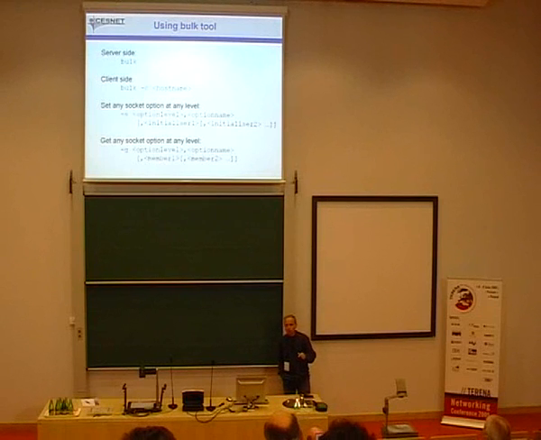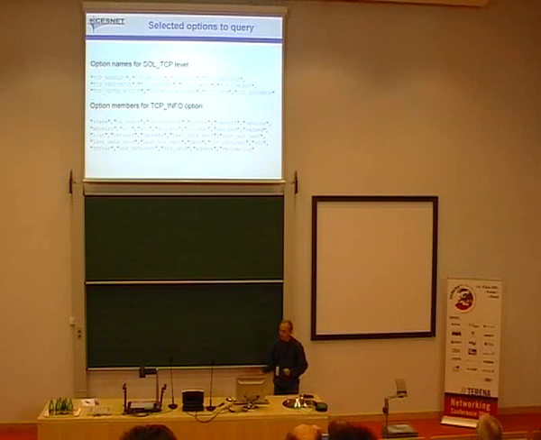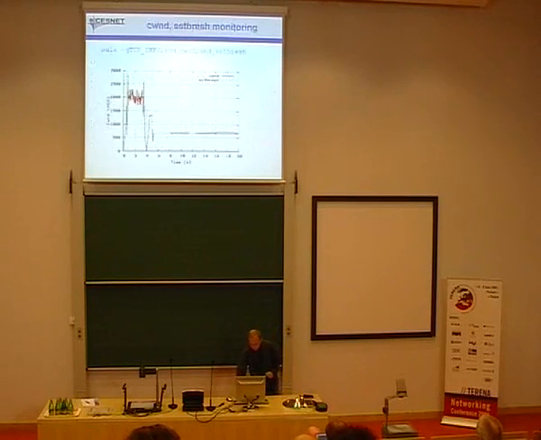The most important option to set is probably the size of sending and receiving socket buffer, which limits the size of TCP window. And the most important option to get is probably the TCP info option, which provides various information about the TCP connection. This is just a list of some options which can be read using bulk. And this is an example of how it can be used.